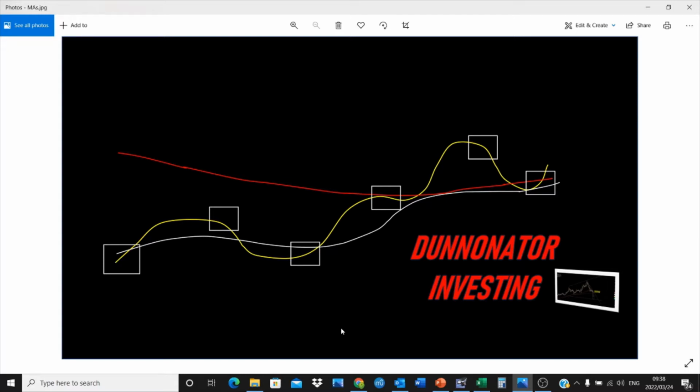Typically you would have it as maybe a 9-period moving average or something like that. Then the white one is a little bit slower, so it will take more periods. Usually you would use something like a 21-period moving average. And then you have this really slow red one over here, which is typically a 200-period moving average.